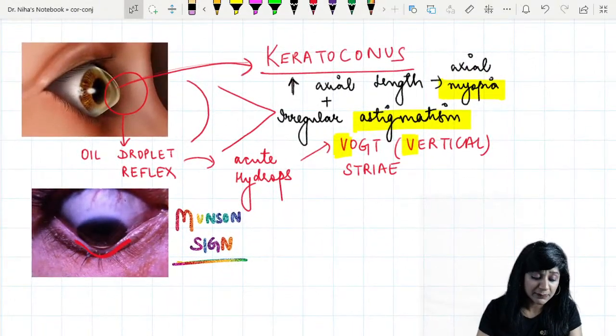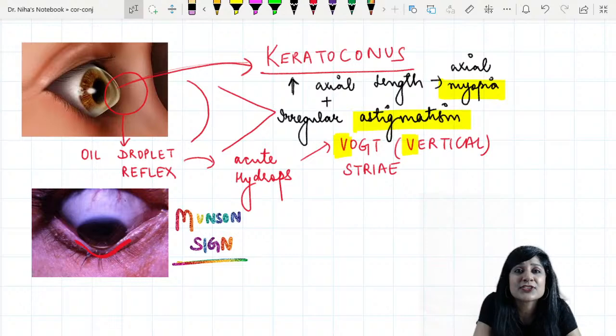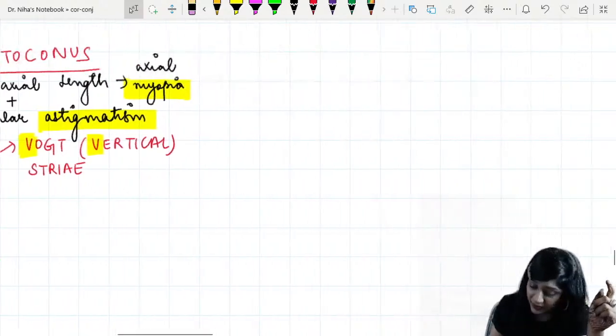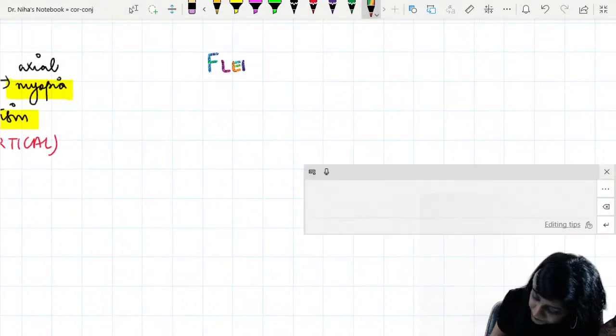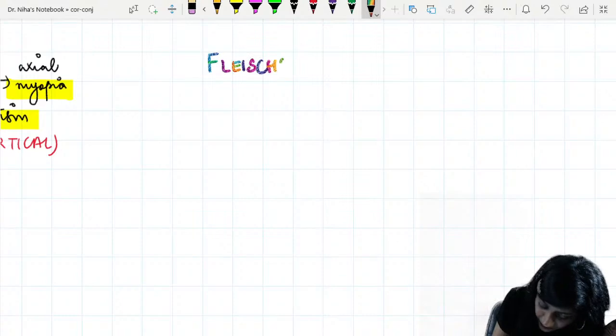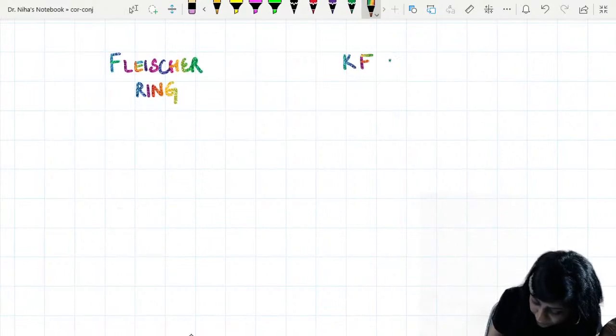And do we have a similar thing in the lens also? Munson sign is there, yes. And what is the Fleischer's ring? One is the KF ring and one is the Fleischer's ring. What is the difference? One is your Fleischer ring. Here what you get is the Fleischer ring, and one more thing is the KF ring also.